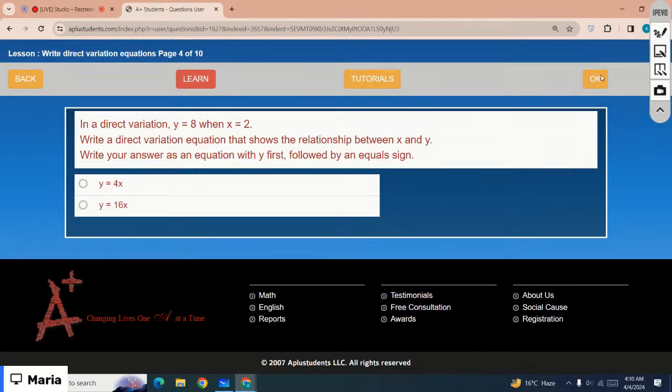In a direct variation, y equals 8 when x equals 2. Write a direct variation equation that shows the relationship between x and y. Write your answer as an equation with y first followed by an equal sign. So, which is the correct option?